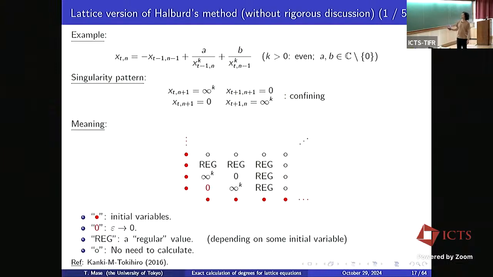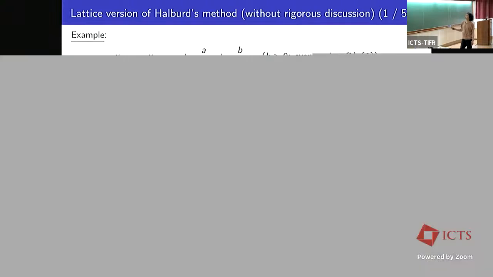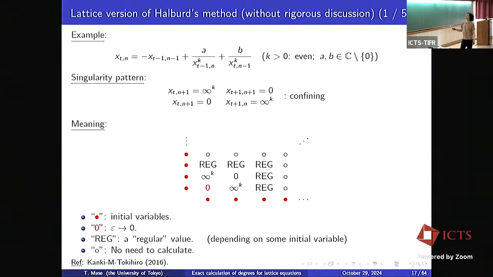This is the first ever example of a non-integrable equation with confined singularities, and it is I who found this. But anyway, this has a confined singularity pattern. K must be even. If K is not even, then this singularity is not confined anymore. But what is the meaning of the singularity pattern? Now, thanks to yesterday's talk, you now understand the meaning of this question.